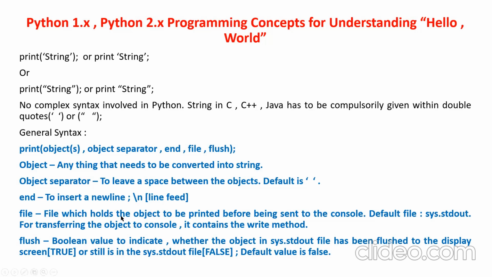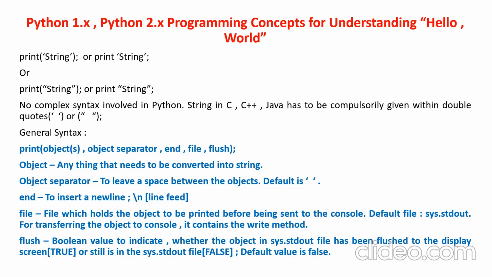So this file can be any file; we are not giving any file name. For example, if I want to transfer this string to a specific file, and from that transfer it to the display screen, I can do it. But if I'm not mentioning anything, the Python compiler will automatically use this as the default file.